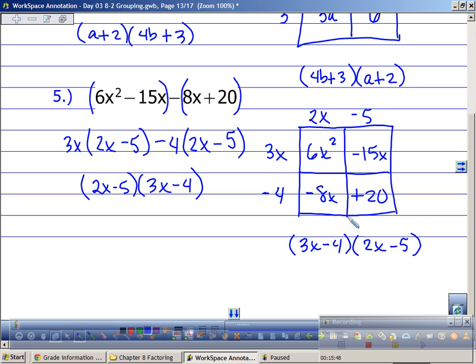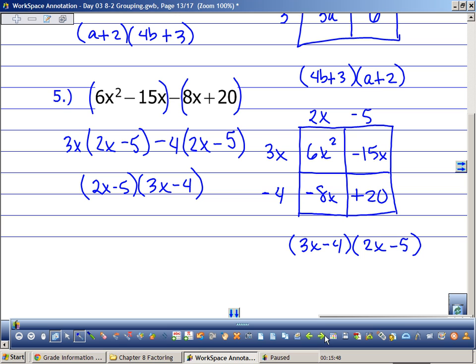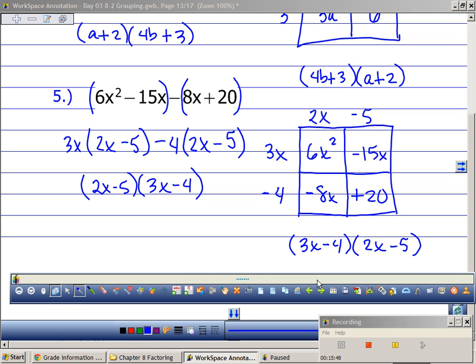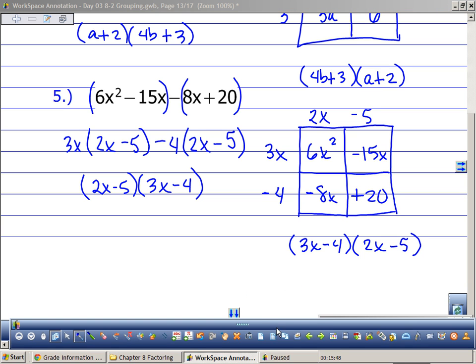So tricky with this way and tricky with this way. But when you do it this way, it catches the mistake for you. Correct? And you can be double checking yourself as you go. Questions on that at all? No, ma'am. Okay.